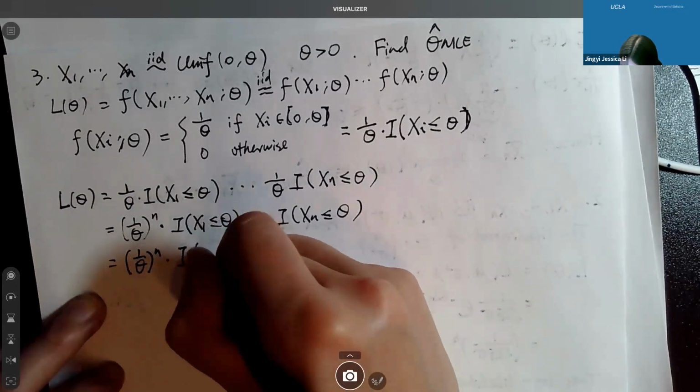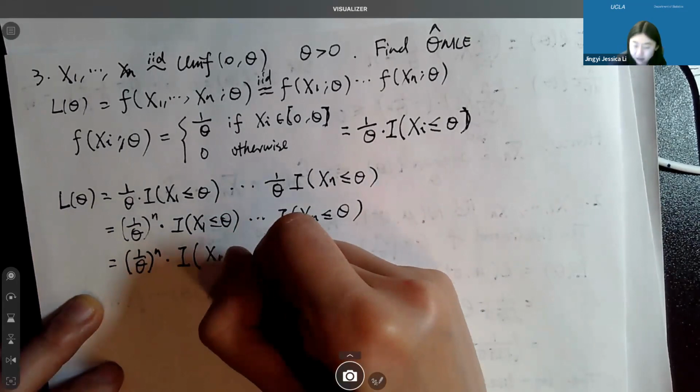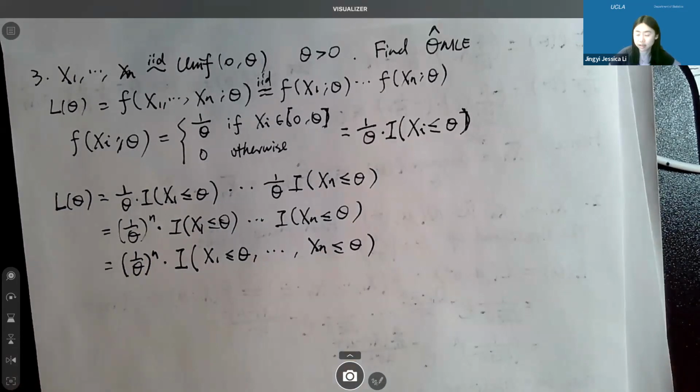So I put it here. I change the indicator function to a joint indicator function. So when they all hold, the indicator is 1. Otherwise, it's 0.